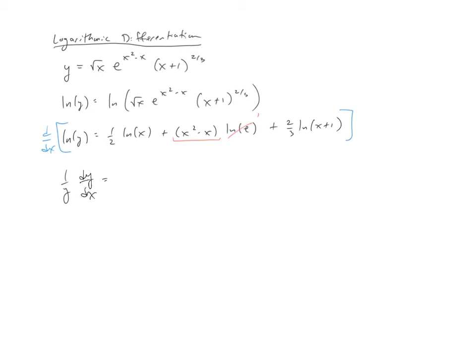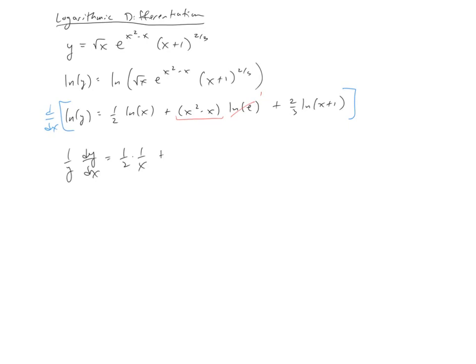And on the right now, we'll go term by term. We'll have a 1/2 times 1 over x for that first derivative, plus now we'll have a 2x minus 1 for the second term, and then plus a 2/3 times the derivative of that natural log, which would be 1 over x plus 1, and the derivative of the inside of this with respect to x would just be that 1 that we don't necessarily need to write. Okay, so here is a good example of how simple this derivative can be by applying these logarithmic properties.